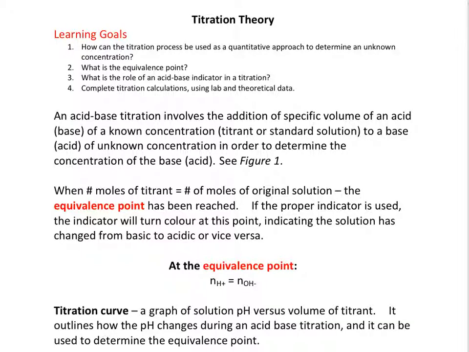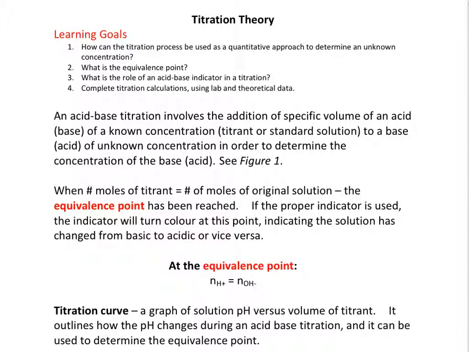In this tutorial on the theory behind titrations, and specifically acid-base titrations, we're going to see how titrations can be used as a way to determine an unknown concentration of a solution. This is something we'll talk more about in class, but you'll get an introduction here. We're going to learn about the equivalence point, the theory behind that. We'll find out about the role of an acid-base indicator in a titration, and learn some of the background theory that will be necessary when you go to complete titration calculations.